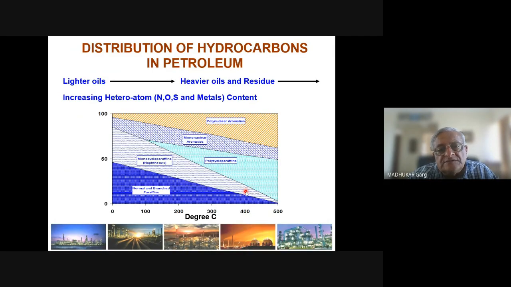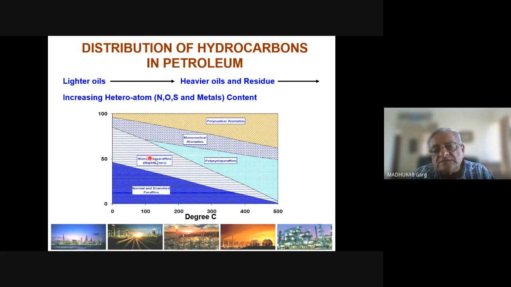And if you recall, I had mentioned that if you plot percentage volume versus temperature, as you go on heavier and heavier, this is the boiling point, in degrees Celsius on the x-axis. If you go up on temperature, the normal paraffins and the isoparaffins tend to start reducing. And depending upon the crude, if it's a heavy crude, you may not even get anything beyond 400, beyond 500 degrees.